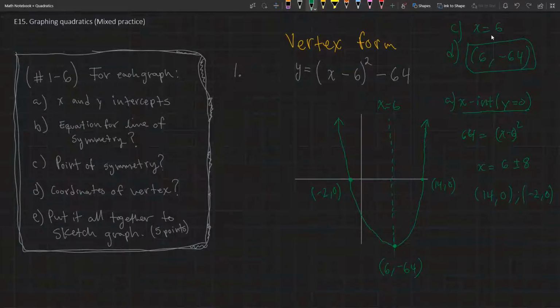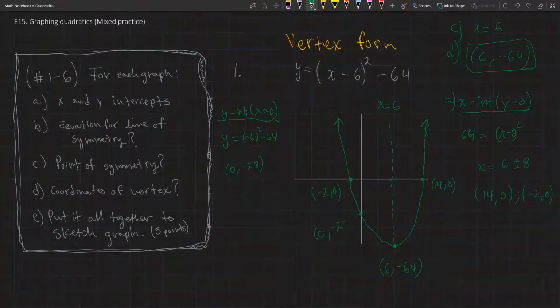What do we know about the y-intercept? That happens when x equals 0. All right, so y equals (-6) squared minus 64. I'm going to do the work in my head. You check yourself. This is negative 28. So therefore, I'm just going to write the point (0, -28).